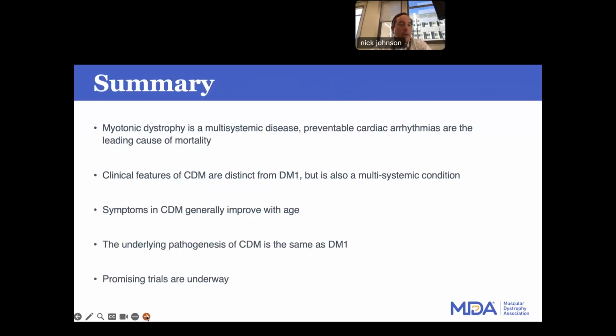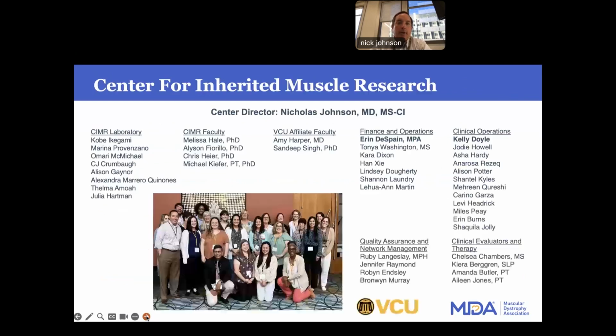So in summary, myotonic dystrophy is a multisystemic disease. Preventable cardiac arrhythmias are the leading cause of mortality. Clinical features with congenital myotonic dystrophy are distinct from DM1, but it's also a multisystemic condition. Symptoms in congenital myotonic dystrophy do generally improve with age. The underlying pathogenesis of CDM is the same as DM1, as I hope I showed. And really, most excitingly, there are promising trials that are underway.